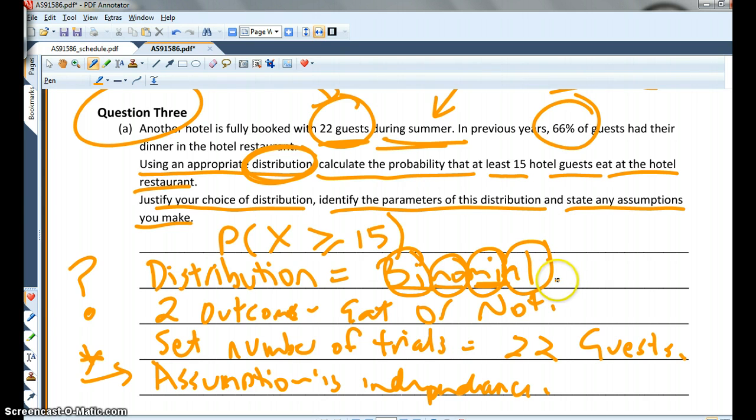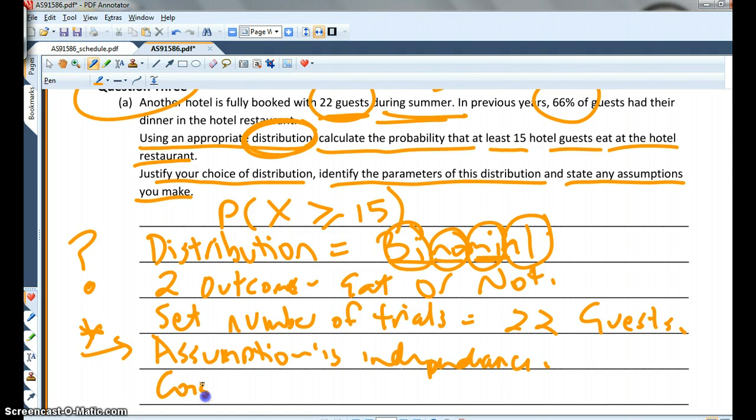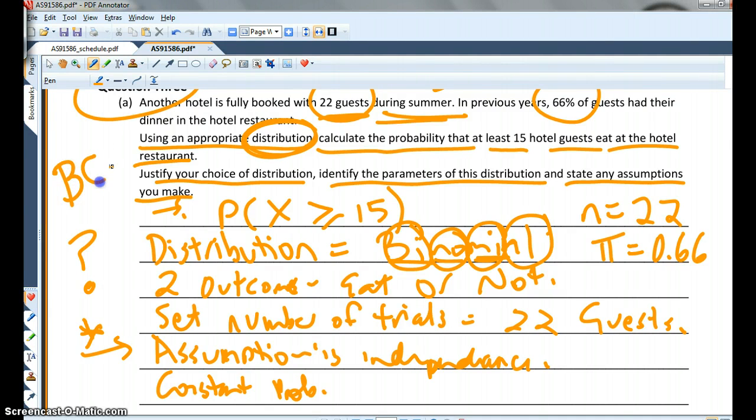And what's the L for? All. It's constant, isn't it? Constant probability. Okay. So what's our N then? 22, and what's our probability? 0.66. Okay, now what button are we using on our calculator? So we are binomial, cumulative distribution. Okay, let's get the calculator out.